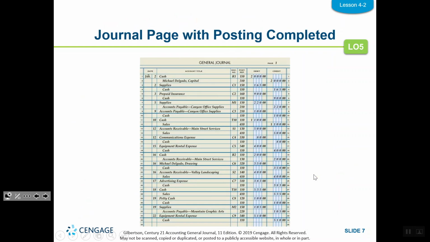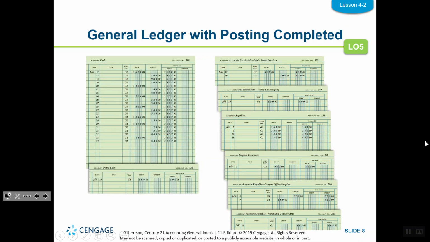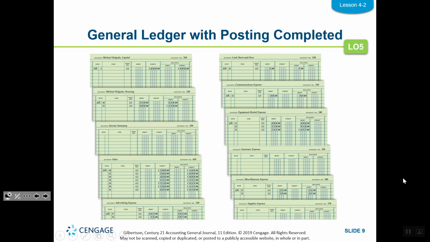So here's what a page would look like when the posting is completed. You'll notice all this post-reference column is filled out. Then here's what a general ledger looks like when it's completed. We have our balances. Cash isn't normally a credit balance, so there should be nothing in this credit column. Same thing when we get to petty cash. Any asset will be this way, and so forth. Okay. Here's the rest of the general ledger.